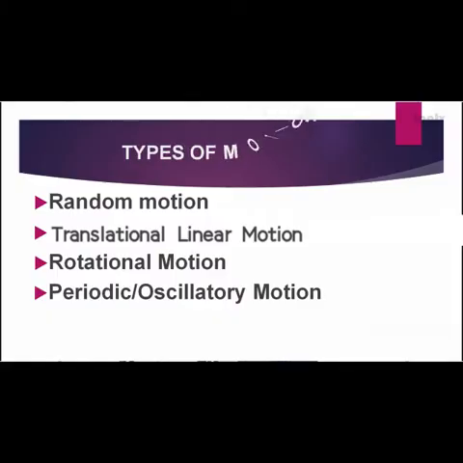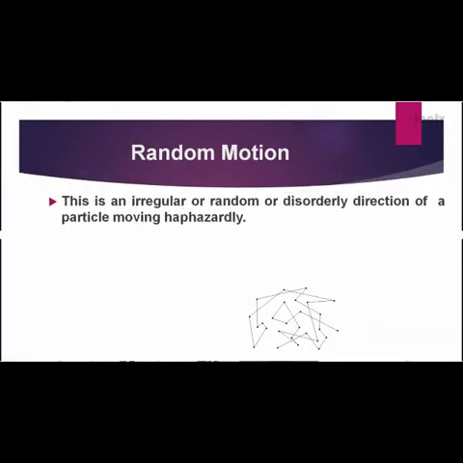And that takes us down to types of motion. Under the types of motion, we have the random motion, the translational linear motion, the rotational motion, and the periodic or oscillatory motion. We spelled out 4 types of motion: the random motion, the translational linear motion, the rotational motion, the periodic or oscillatory motion. That takes us to the explanation of the various forms of motion we just enumerated.